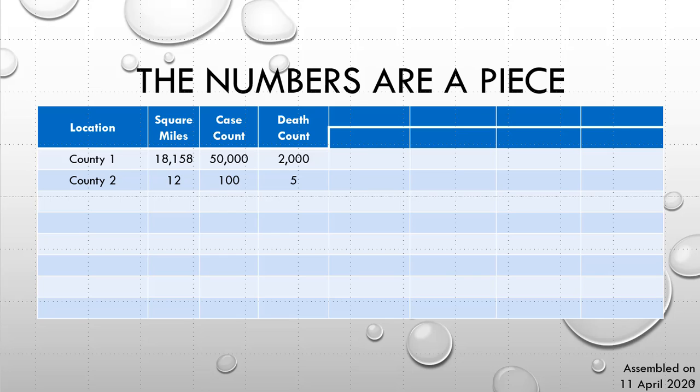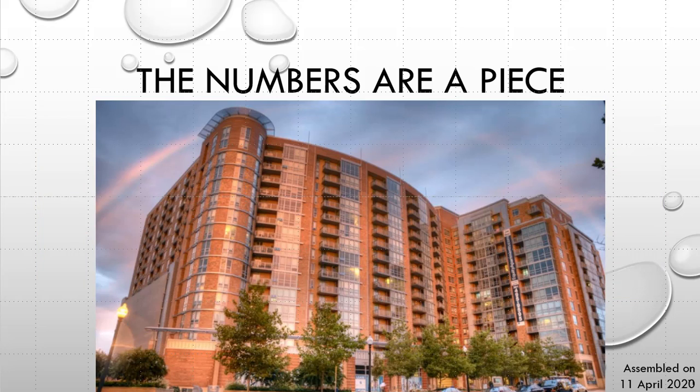But I would argue that the best way to look at it is on a per square mile basis, or another way to say it is population density. And if you looked at the population density closer, you might find people living in apartment buildings like this where they're packed on top of each other, so that social distancing is very different.